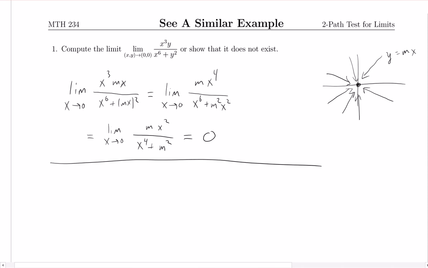Okay. So this brings up an important point. That's a common source of confusion. This two-path test that we're doing can never tell you that the limit exists. Again, I repeat, you can never use this test to answer yes to the question, does the limit exist? The two-path test can only ever say no. It can only tell you that the limit does not exist. That's why this information we just got was kind of useless.